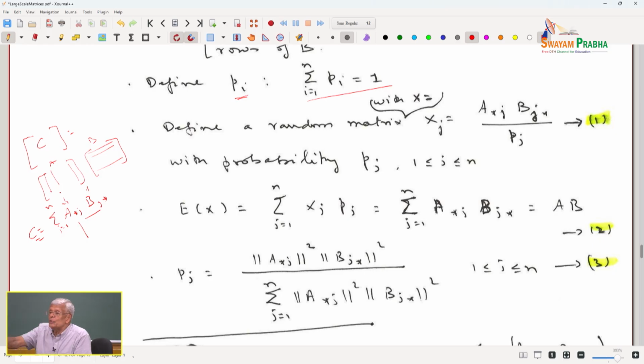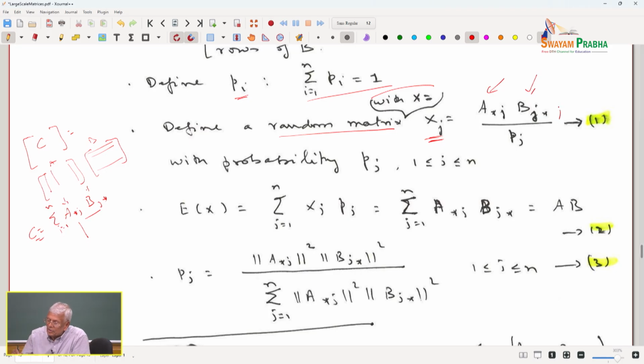So, I could have used the matrix vector product method. Now, I am going to use the outer product method. So, let xj be a random variable which is the random matrix. So, we considered x as a scalar variable, x as a vector variable, now x is a matrix based variable. So, a random variable x takes a value xj, which is the outer product of the jth column of A and the jth row of B.